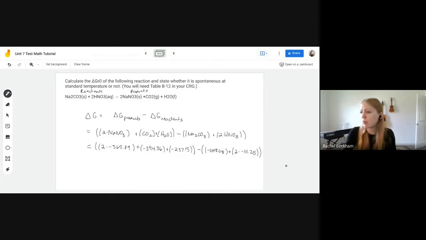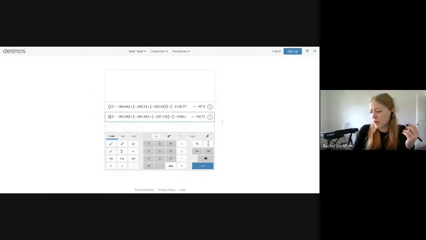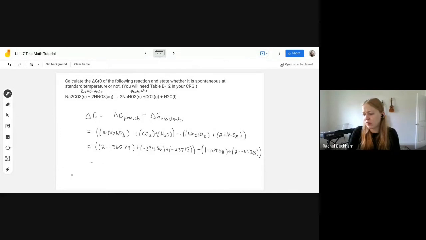And now I just need to plug this into my scientific calculator again. When I plug all of that in, I'm getting negative 92.71. I'm going to scroll. If you're not getting the same answer, make sure that you are putting this in the same way. And I'm using the Desmos scientific calculator for this, and I'm getting negative 92.71. So you can see how we're just taking the products, adding them up, subtracting the reactants, adding them up, and making sure you're multiplying by the big numbers here if they do have big numbers in front, okay?